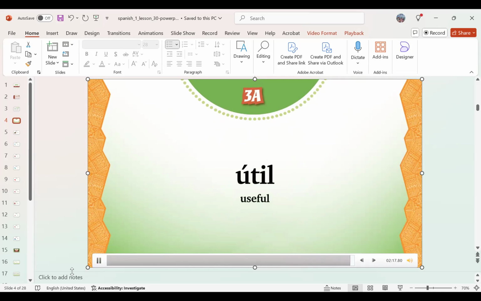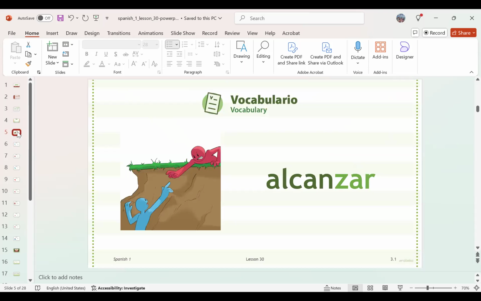Útil. Okay, so those are vocabulary words from list 3A, okay? We're gonna be emphasizing on this lesson vocabulary words 1 through 10, okay? Del 1 al 10. And so repeat after me, we're gonna do this a couple times each, okay?